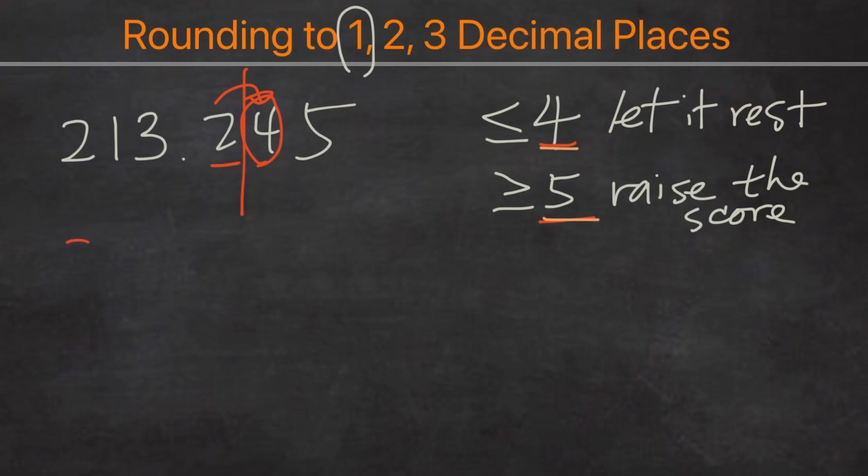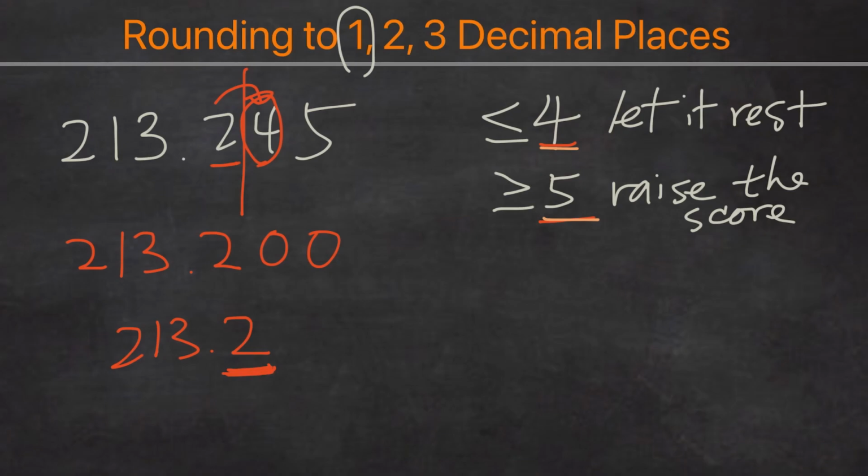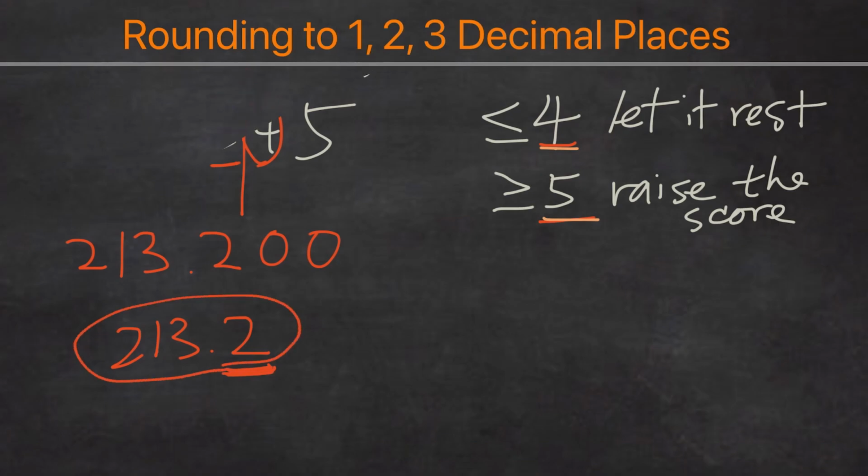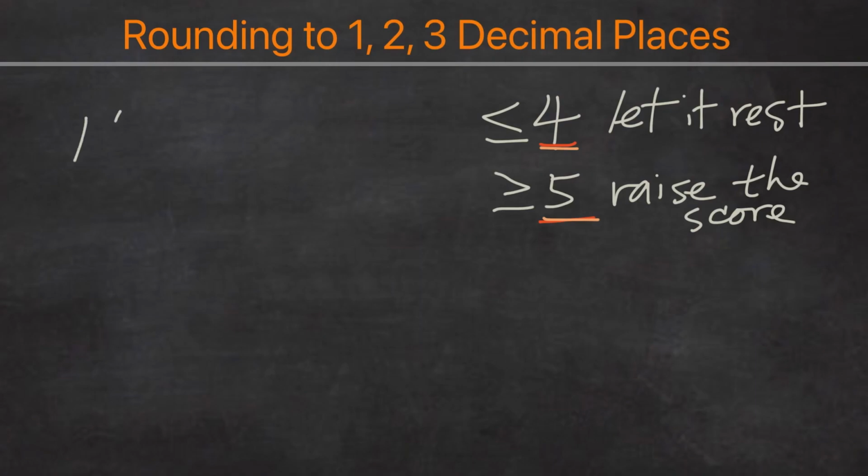So it would become 213.200, which equals 213.2. When we are rounding to the 1st decimal place, it means that we want the final answer to have only one decimal place. And so the answer is 213.2.